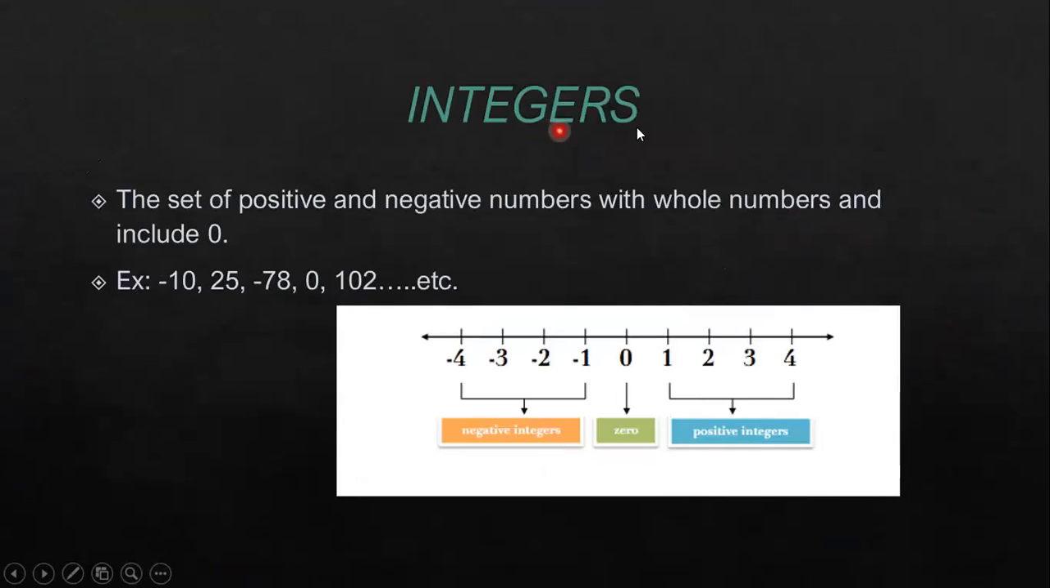Now let us see what you mean by integers. The set of positive and negative numbers with whole numbers, including 0. So the set of positive numbers, negative numbers and whole numbers including 0 are called integers. So 10, 25, minus 78, 0, 102, etc. See here, 0 is included, and these positive numbers and negative numbers are also there. So these are called integers.